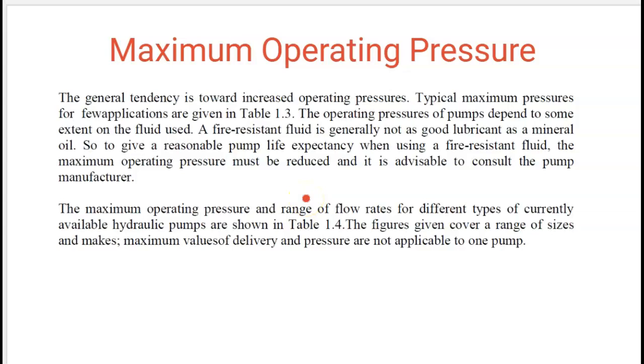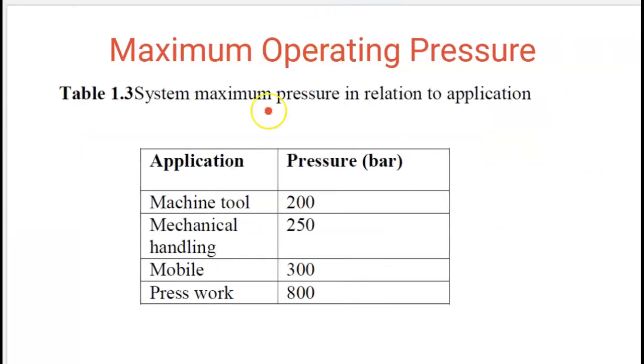Usually we prefer increased operating pressures, which mean higher cost. Now, maximum pressure for a few applications is given in that table. If you're looking at machine tool, the pressure is around 200 bar, the units are bar. If you're looking at mechanical handling, 250. If you're looking at mobile applications, 300. Press work, it's around 800 bar.